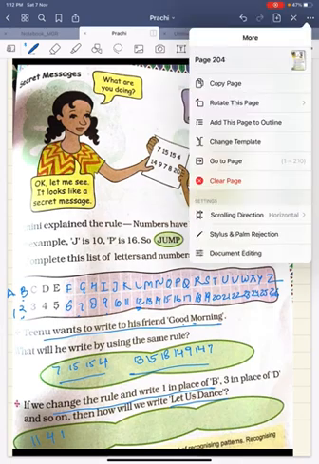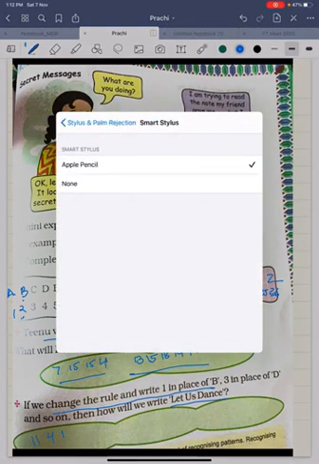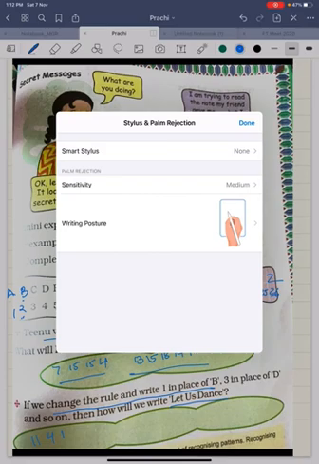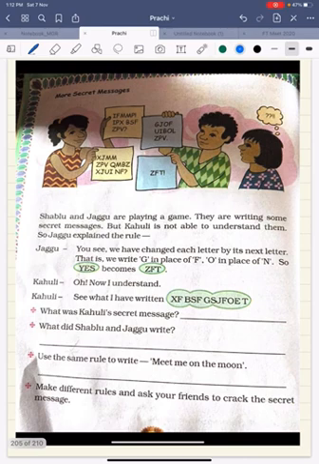Now let's do the other questions. Okay, like this you can make your own secret messages and change the rule, and in your friend circle you can give secret messages to your friends. So like this you have to write meet me on the moon. Like these sentences you have to write, and this is written in secret messages.